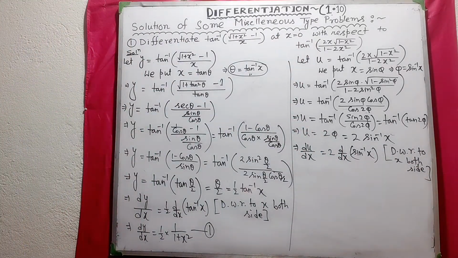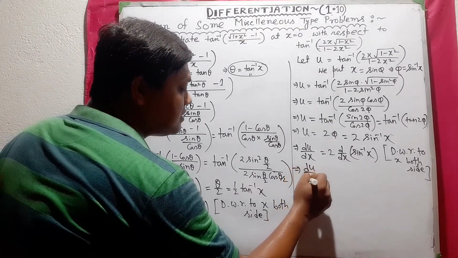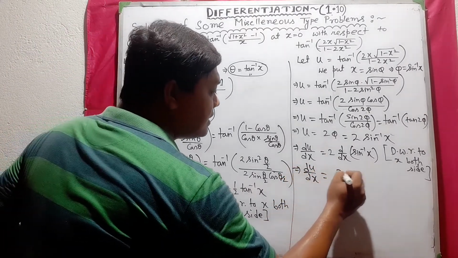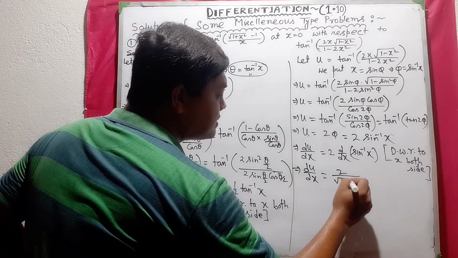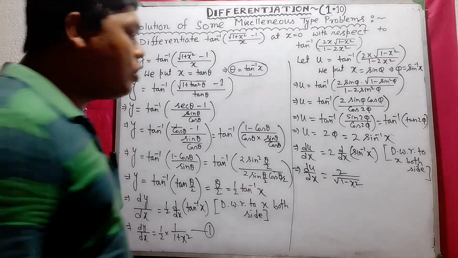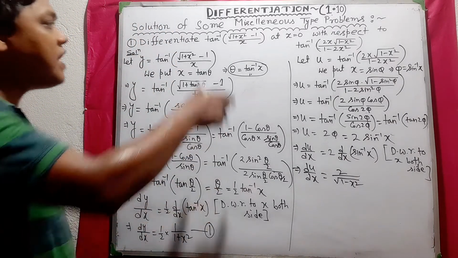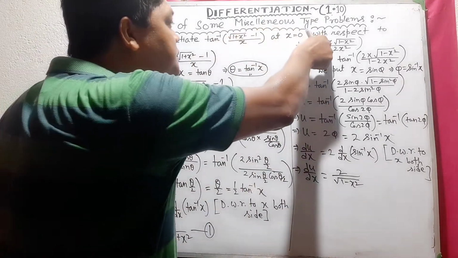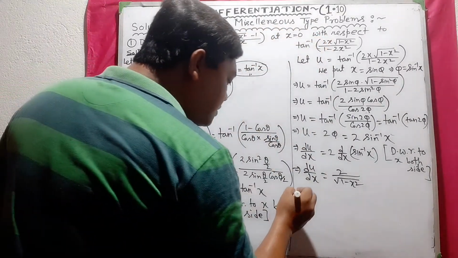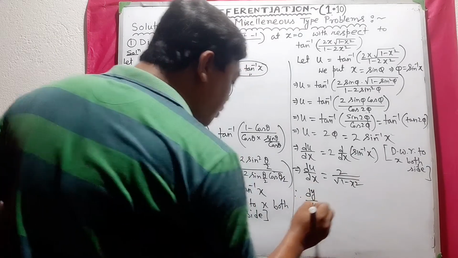Okay. Now we use the formula: du/dx, the derivative of sine inverse x, gives square root of 1 minus x square. So what is our goal? Our goal is to determine dy by du. That means differentiate y with respect to u. So therefore dy by du, that is our goal.